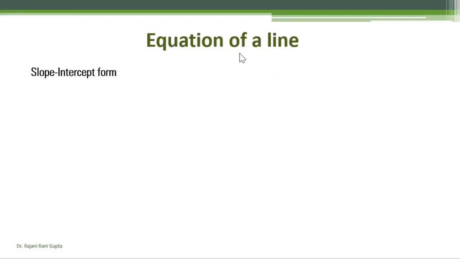In this video, we will see the equation of a line in the slope-intercept form. The general equation of a line in slope-intercept form is given by y = mx + c. mx means m multiplied by x.